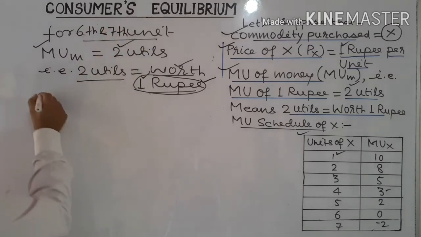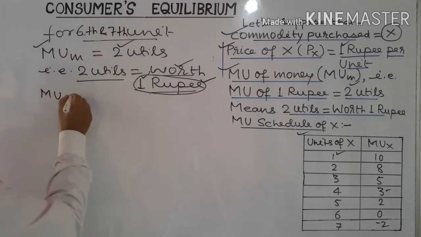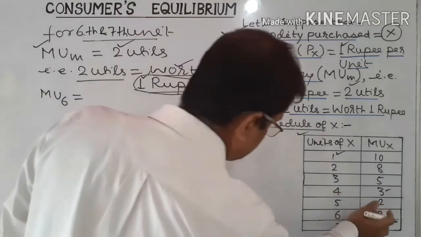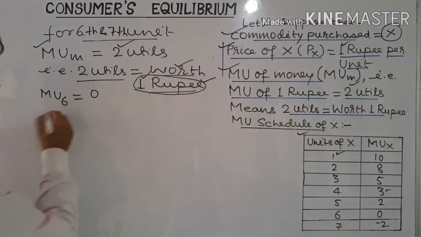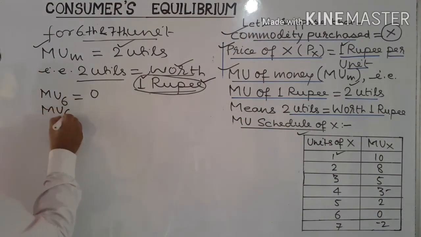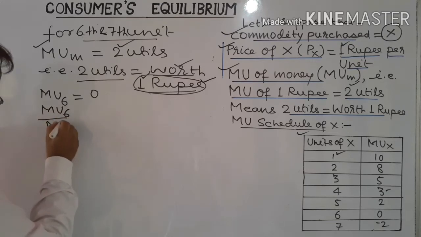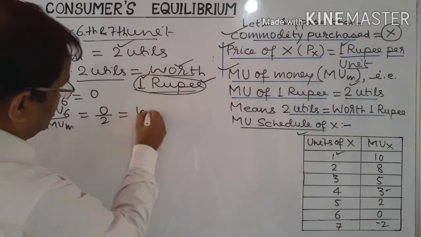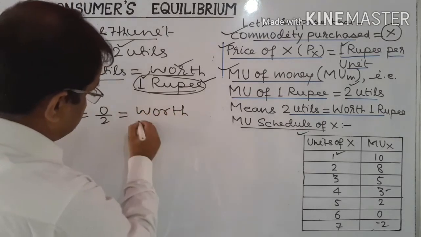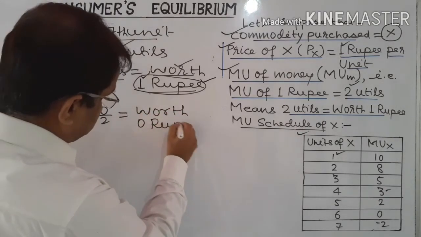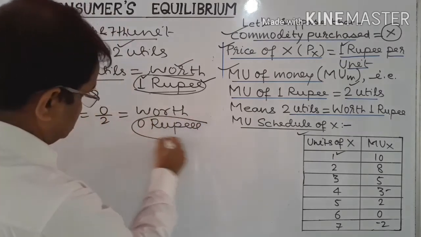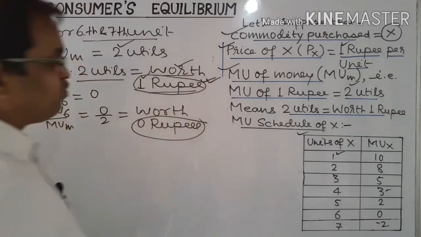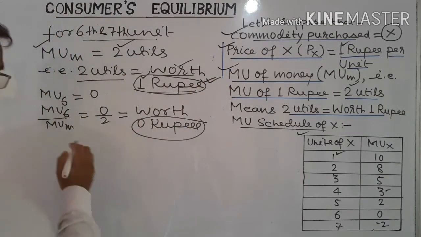For the 6th unit, marginal utility is equal to 0, meaning it is reaching 0. And what is its satisfaction in terms of money? That is equal to 0 by 2, that is worth 0 rupees. Means satisfaction is worth 0 rupees, and the price paid is 1 rupee, which is less than.